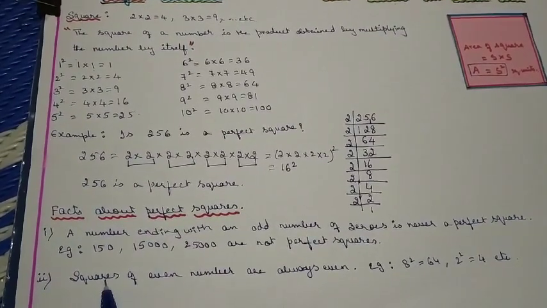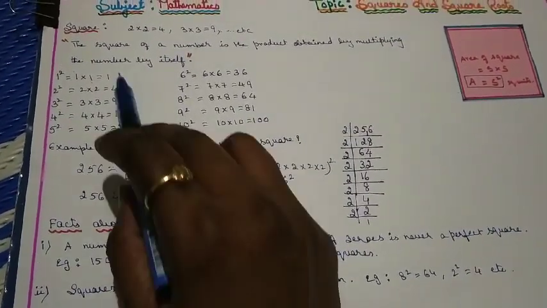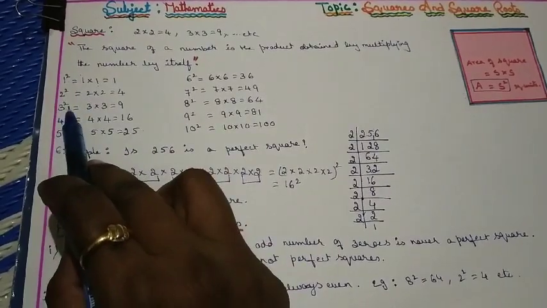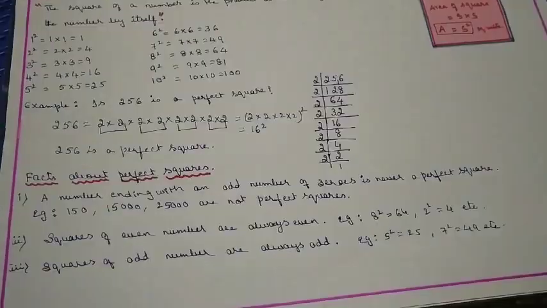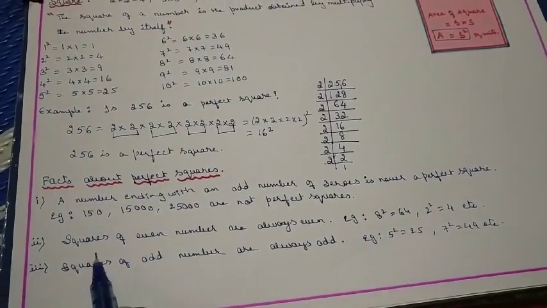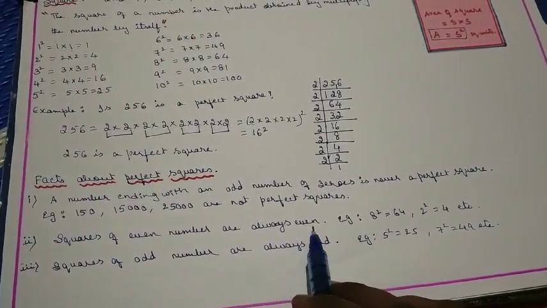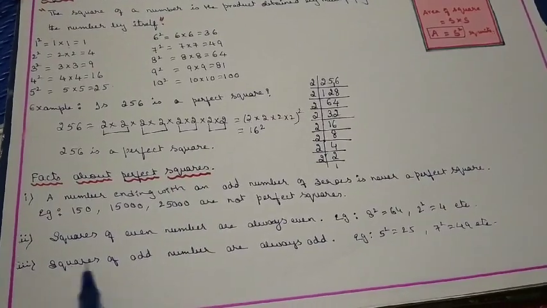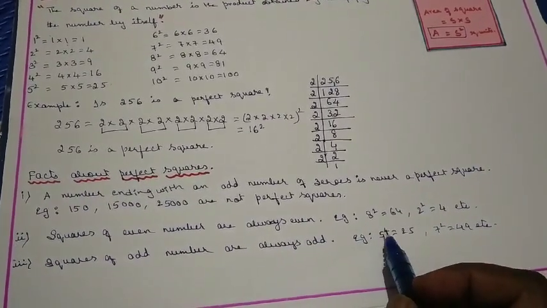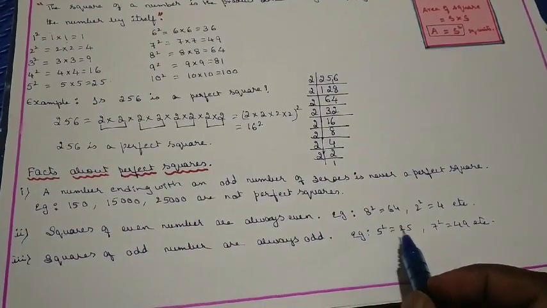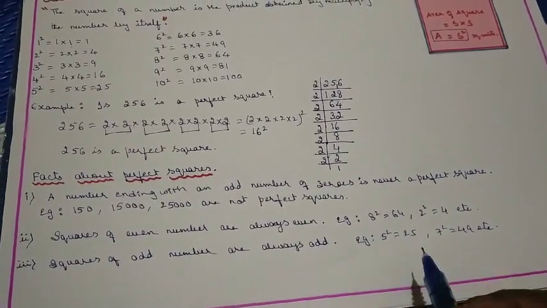Then think about the square of an odd number. You can observe here again the square of an odd number is always an odd number. So squares of even numbers are always even. Similarly, squares of odd numbers are always odd. So 5 square, 5 is odd. Its square is 25, which is also an odd number.